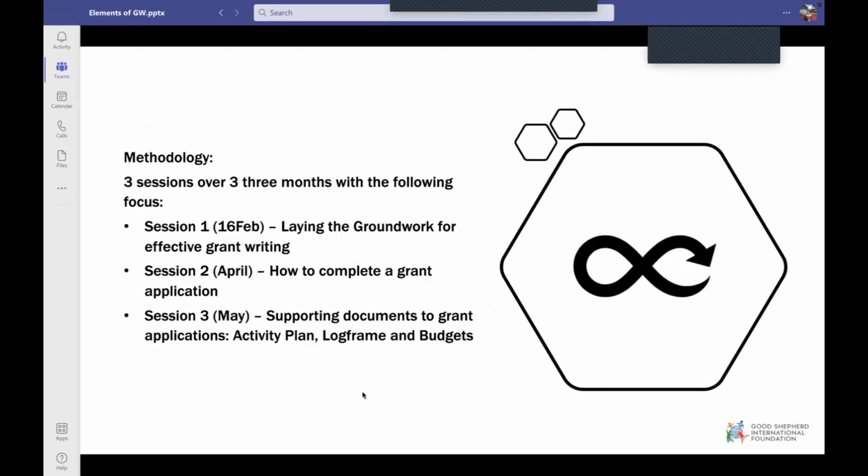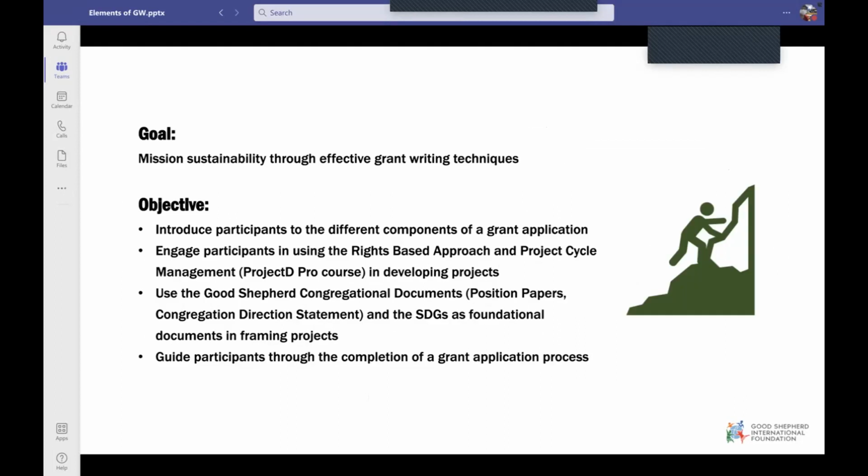Next, in developing the projects, we also have to know some of the approaches that Teresa has gone through in our past sessions, like the rights-based approach and project cycle management. Most of us who are here today have attended the project cycle management course. In developing projects together, we have to have a very clear overview of all these different areas of proposal development.